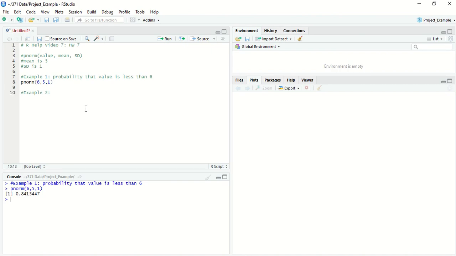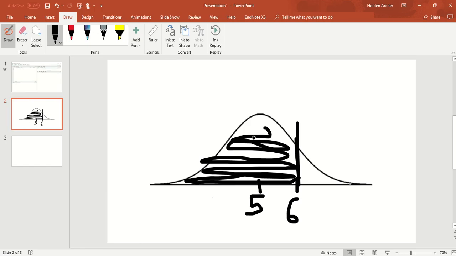We'll jump into the next question, which is the probability that the value is greater than 6. To do this, we would use 1 minus pnorm 6, 5, 1. The reason that we'll do 1 minus pnorm 6, 5, 1 is because, as I said previously, just using pnorm gets the area to the left. In this circumstance, we want the area to the right. The total area is 1, so 1 minus the area to the left has to give us the area to the right.